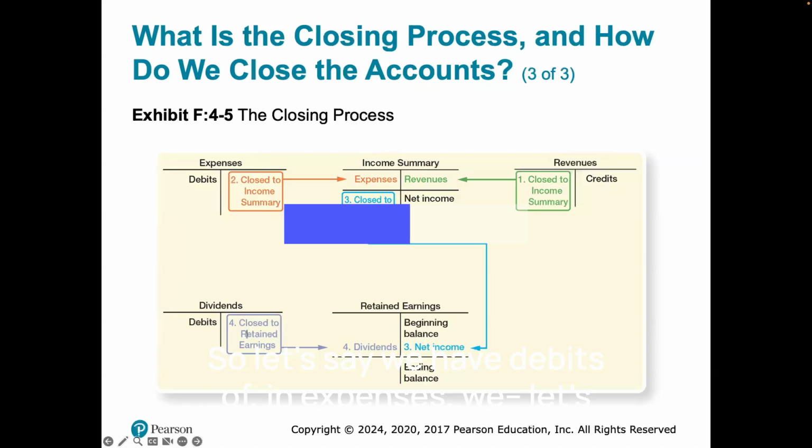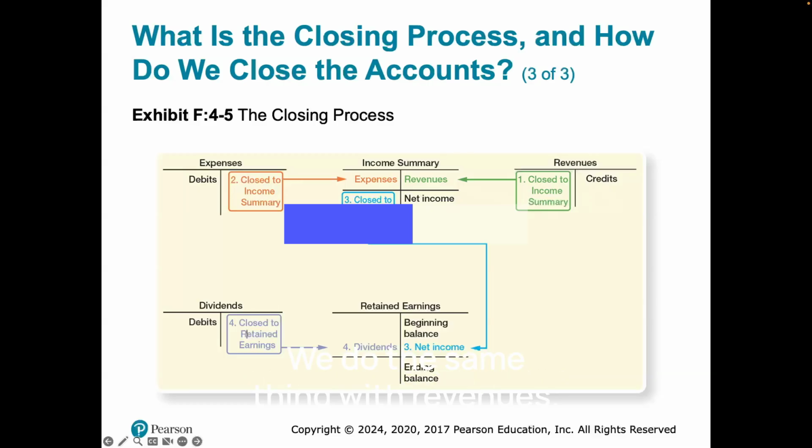So let's say we have $8,000 of expenses. We would input an $8,000 credit into this. We would create a journal entry that would have an $8,000 credit, and we would credit expenses, which would zero out this account, and then we would debit income summary. And in essence, we are transferring our expenses into income summary.